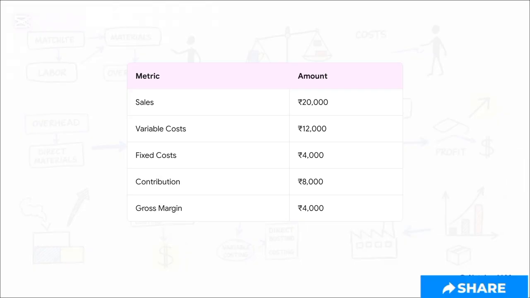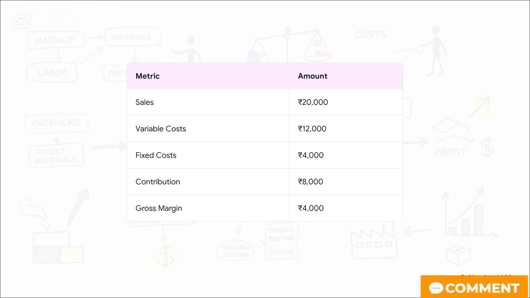Let's look at an awesome example from Vedant 2 about a pen business. Imagine we sell 1,000 pens at 20 rupees each. Our sales? Exactly 20,000 rupees. Now the variable costs, the physical stuff like the ink and the plastic, that runs us 12 rupees for every single pen. So 1,000 pens times 12 rupees, that gives us 12,000 rupees in total variable costs. And let's say our fixed costs, like paying the factory supervisor, sit solidly at 4,000 rupees.